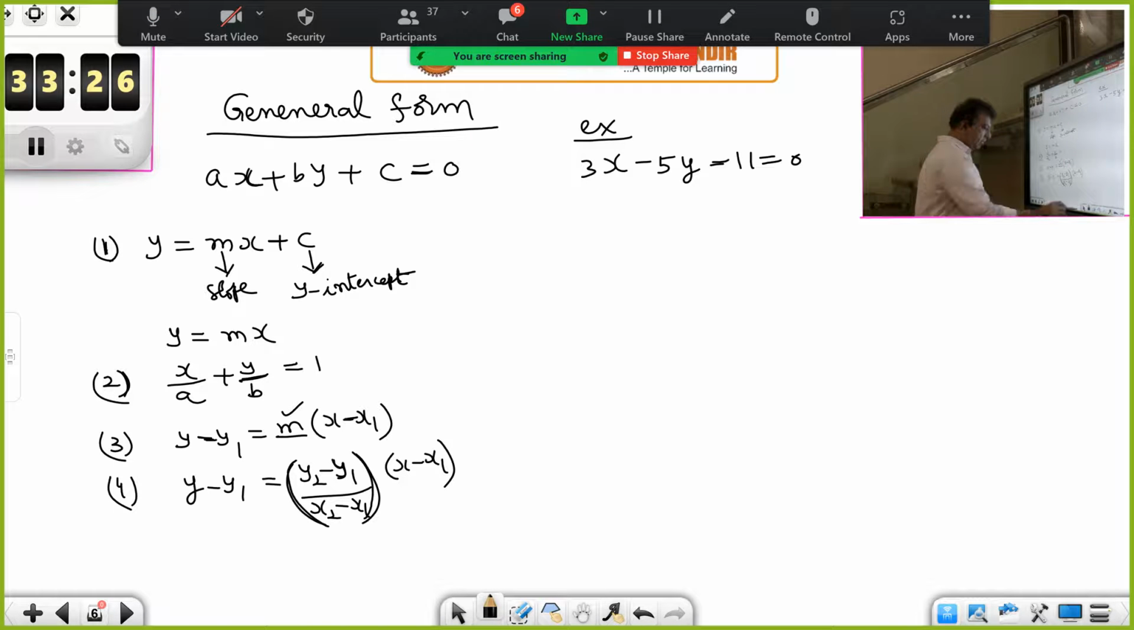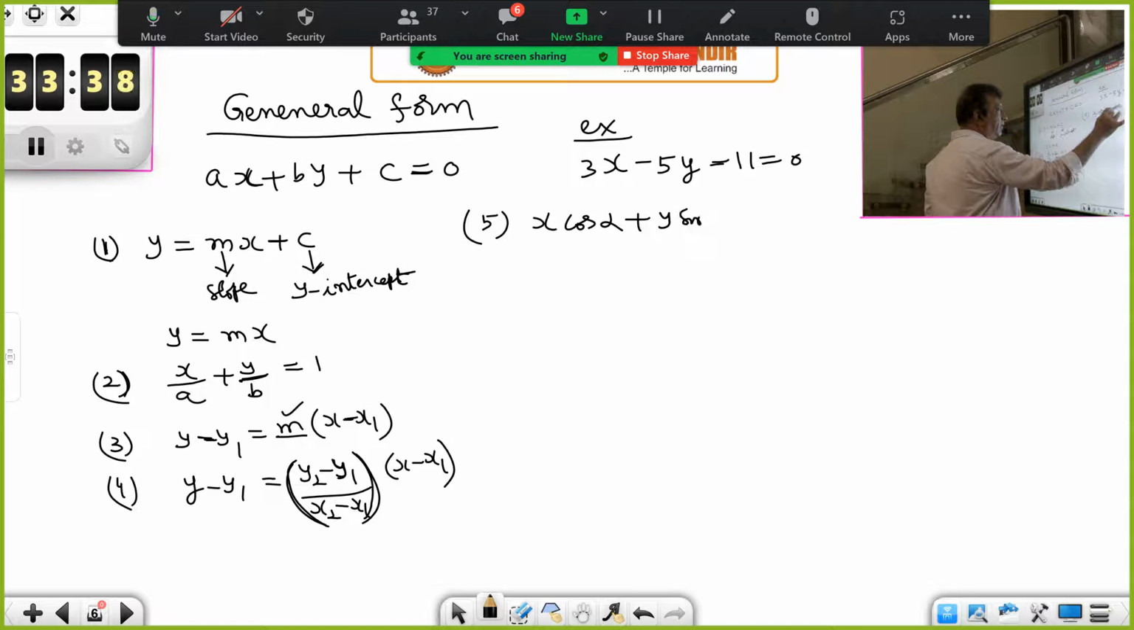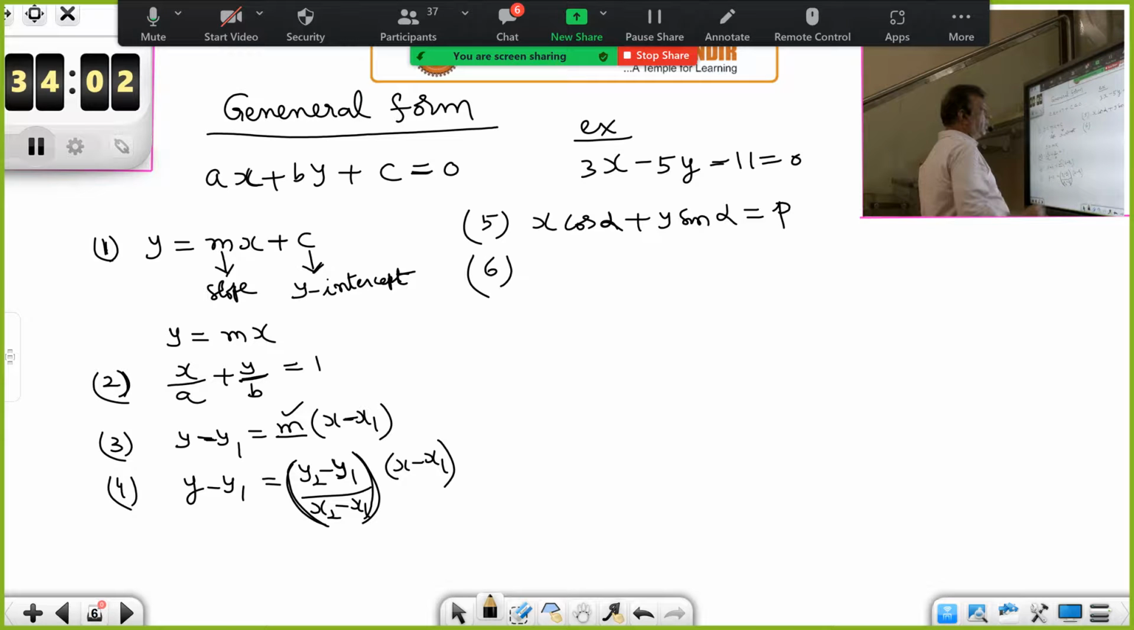And fifth one we have studied is the normal form. X cos alpha plus y sin alpha is equal to p. P is the perpendicular distance from the origin to the line, and alpha is the inclination of the normal ray drawn from the origin towards the line, perpendicular to the line. Normal means perpendicular only.